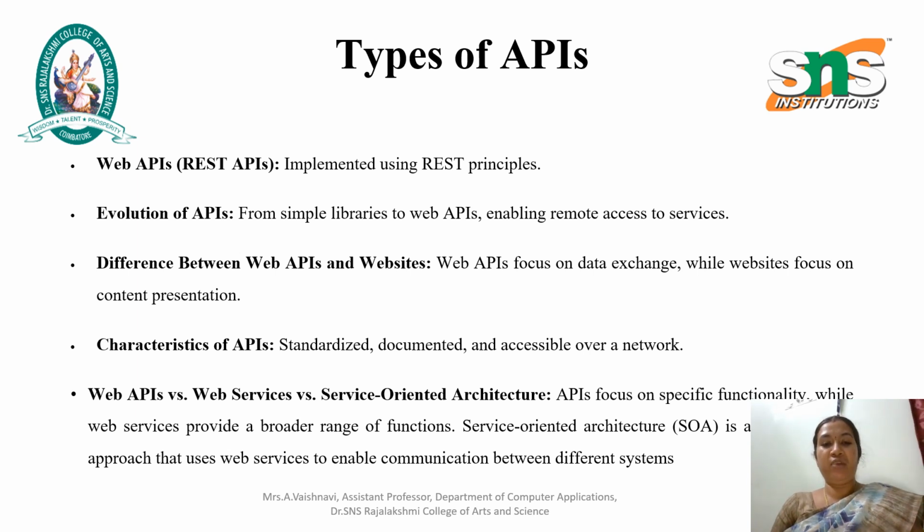Difference between web APIs and websites. Web APIs focus on data exchange while websites focus on content presentation. Characteristics of APIs: they are standardized, documented, and accessible over a network. Then we have to see web APIs versus web services with service-oriented architecture.